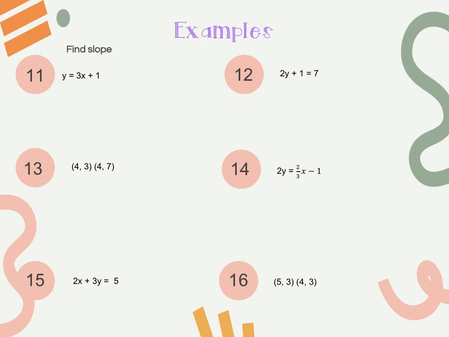So for number 11, this is already in y equals mx plus b form, right? What's my slope? 3. If I was to graph it, I would do 3 over 1. But if I'm just stating my answer, it's just 3.